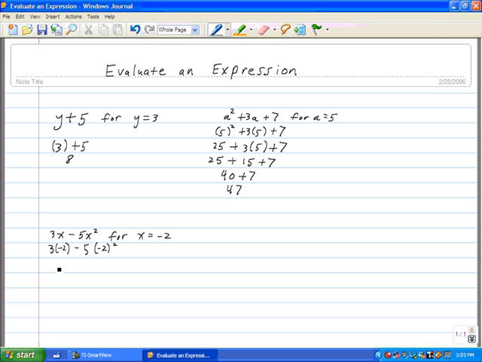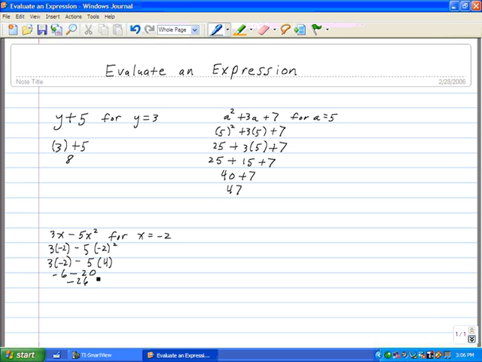So again, following the order of operations, we're going to square first. So we're going to hold on to this multiplication. Squaring, this results in a 4. Next, multiplication. 3 times negative 2 is a negative 6. Minus 5 times 4 is 20, which of course negative 6 minus 20 is a negative 26.